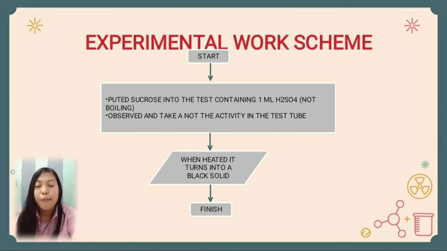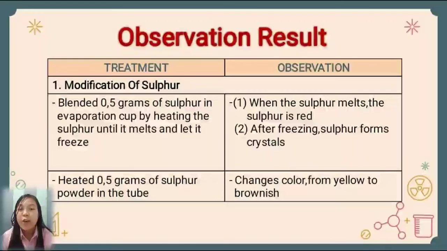Next, put sucrose into the test tube containing 1 ml H2SO4. Observe it and take note of the activity in the test tube. The product, when heated, turns into a black solid. Next, we go to the observation results. The first, modification of sulfur.